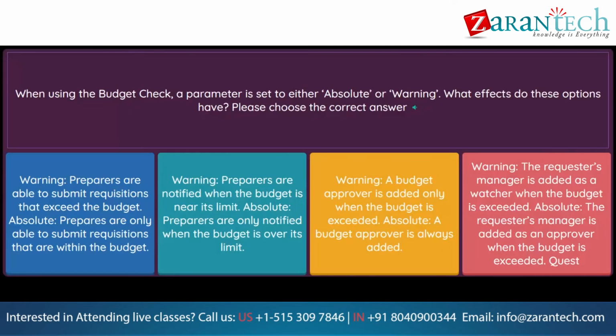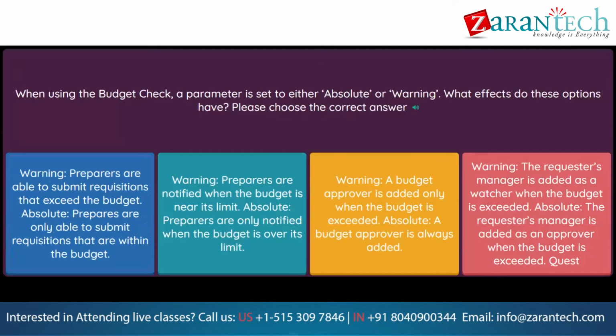Question: when using the budget check, a parameter is set to either absolute or warning. What effects do these options have? Please choose the correct answer. Option 1, warning: preparers are able to submit requisitions that exceed the budget. Absolute, preparers are only able to submit requisitions that are within the budget.